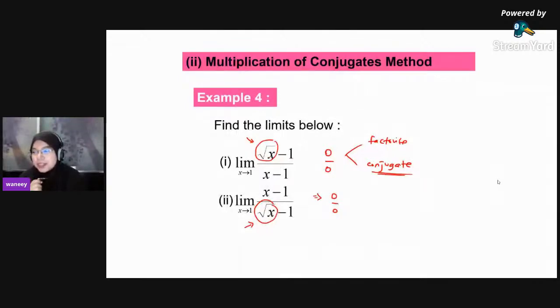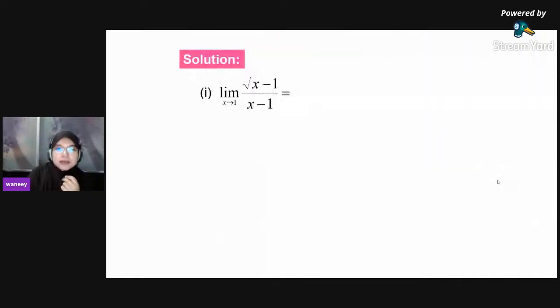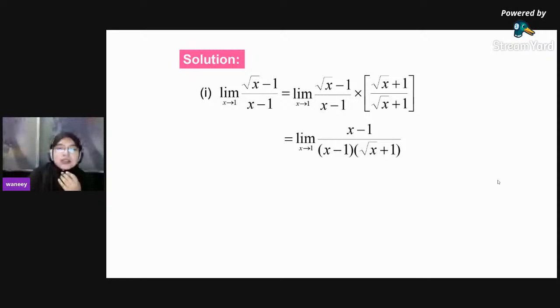Boleh. Right, so now let us continue then. Okay, so the limit as x approaches 1 for square root of x minus 1 over x minus 1 equals, okay, so we're going to times with the conjugate. So multiply with square root of x plus 1 over square root of x plus 1. So you times them first. So it will become x minus 1 over (x minus 1)(square root of x plus 1).